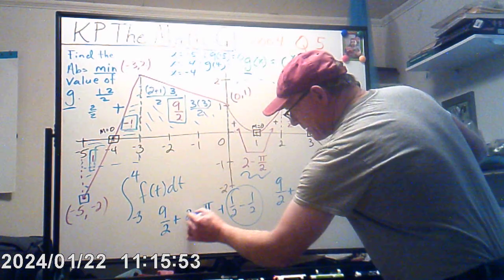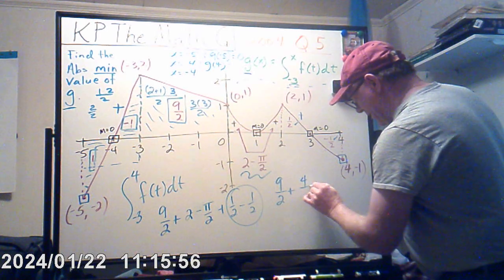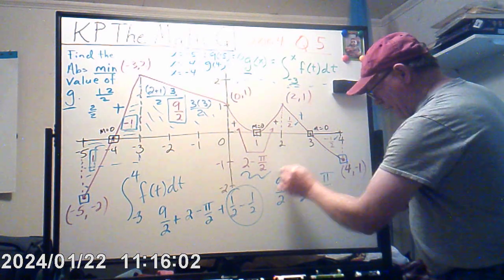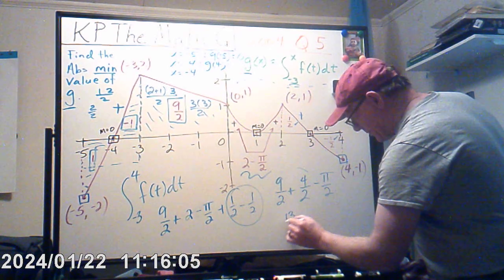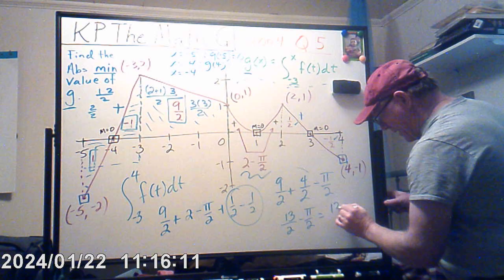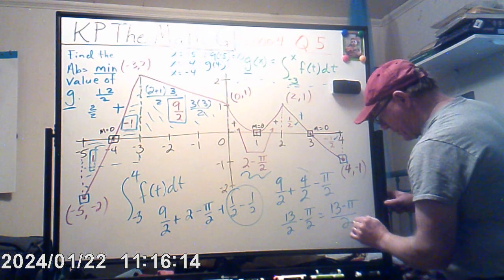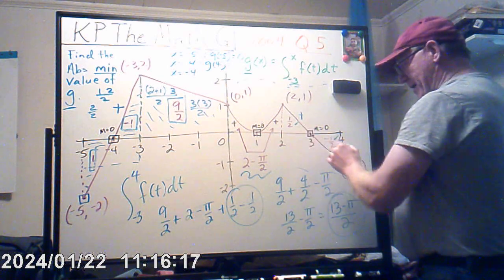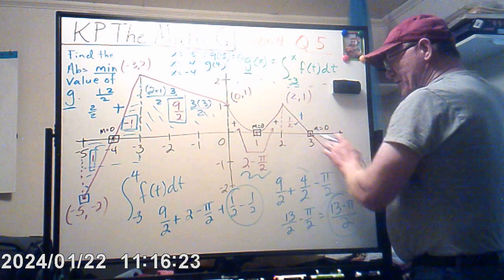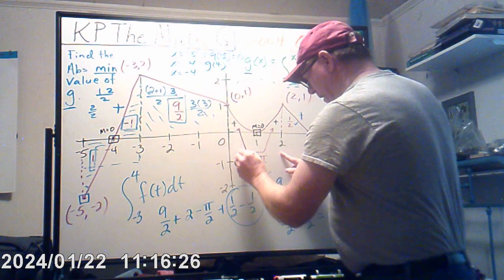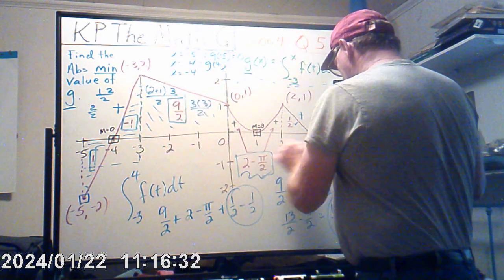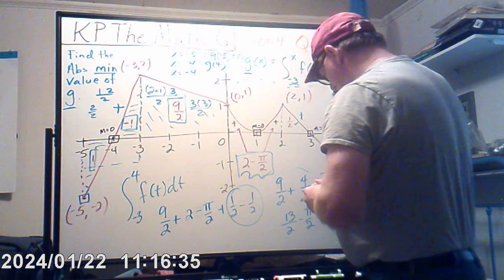And remember how I did this? 2 times 2 is 4. So plus 4/2. 4/2 is 2. Minus pi/2. 4 plus 9 is 13. So 13/2 minus pi/2. Or you can just say 13 minus pi over 2. Alright. Remember, we're going all the way to 4. These two cancel each other out, or we say they add up to 0. This is this part right here, and this is this part right here. So we added it up all the way over. Okay. So that's what this is.